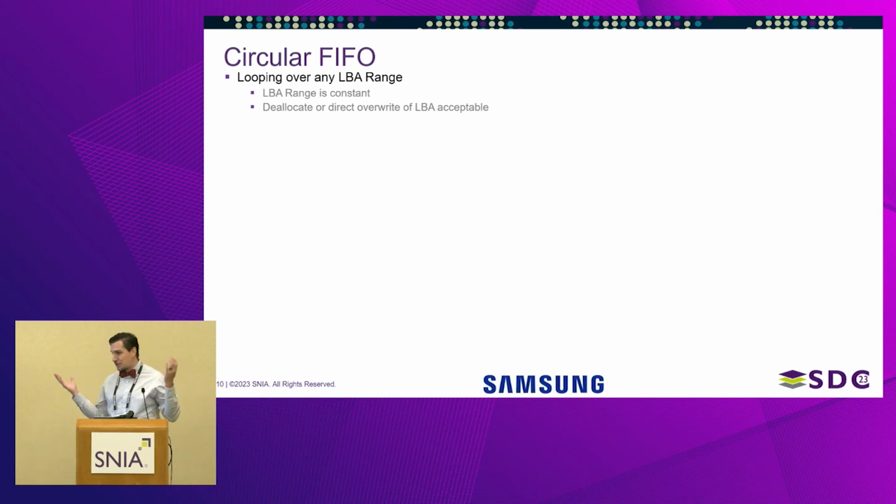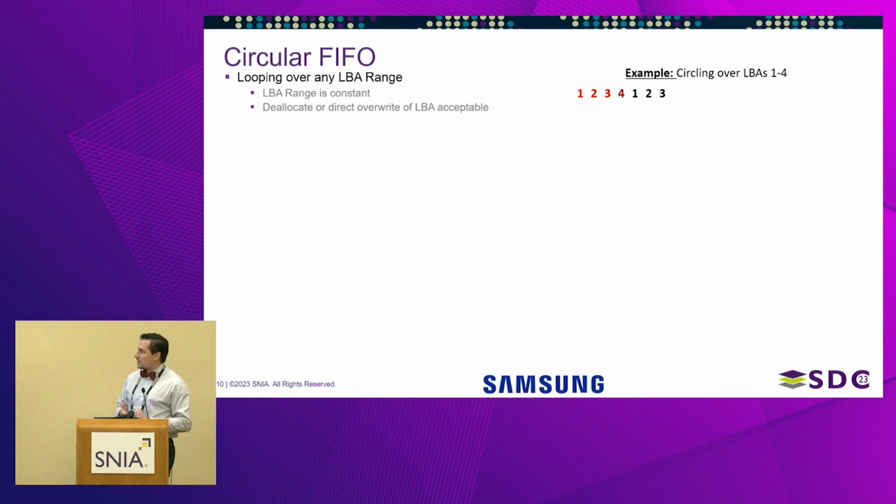So just circular FIFO, being very clear on what that is, it's looping over any LBA range. And I've heard a lot of questions, and so I thought it was useful to give some visualization of what's happening with a circular FIFO.